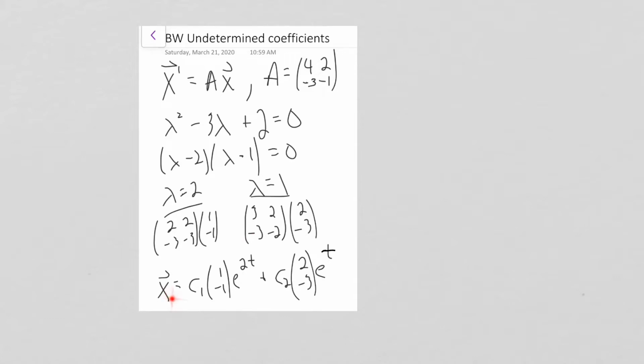So my solution to this is x equals c1 times [1, -1] e^(2t) plus c2 times [2, -3] e^t. I'm going to give you some undetermined coefficients problems next. Actually, I will say that in a moment.